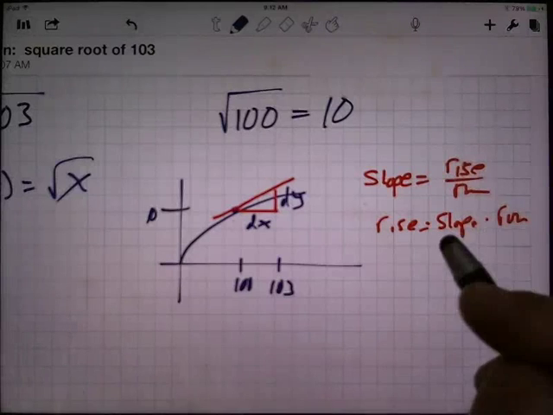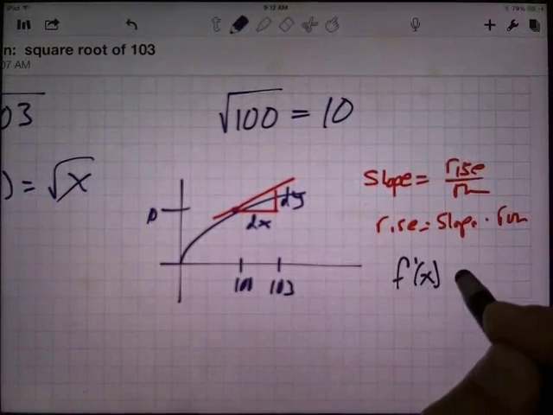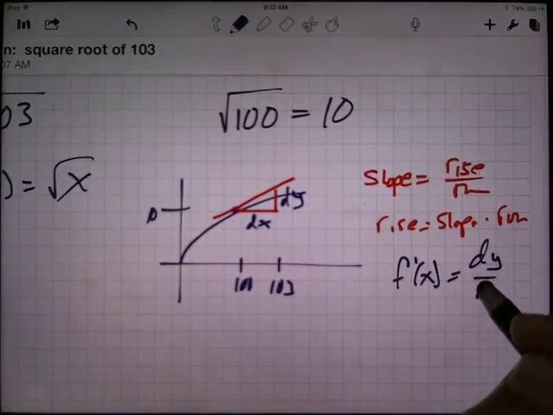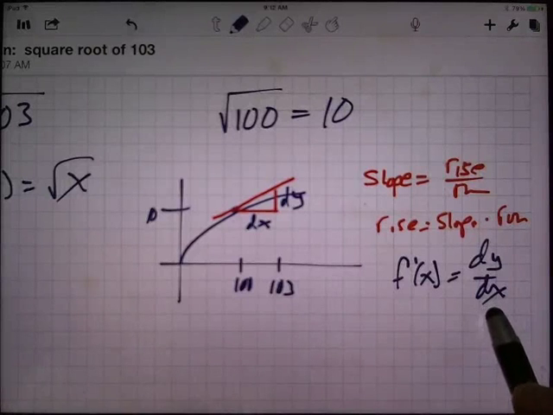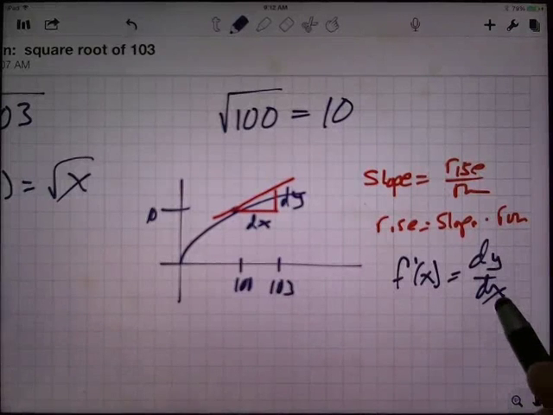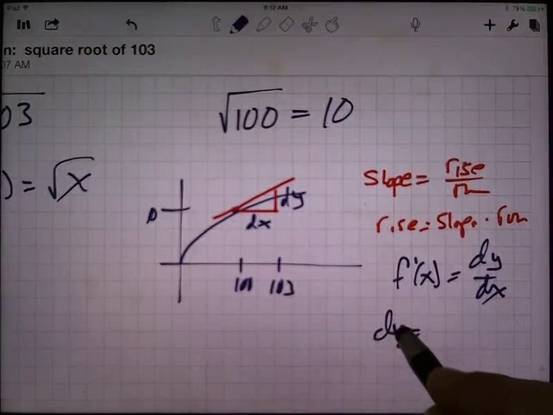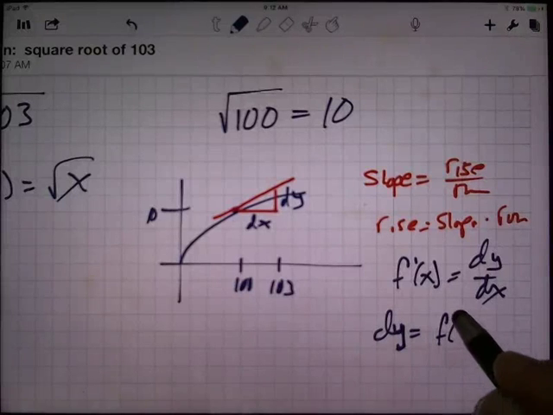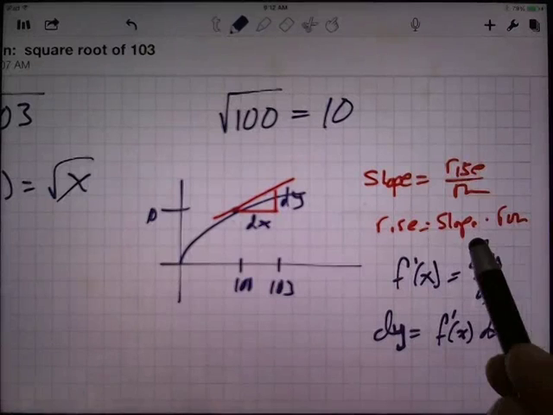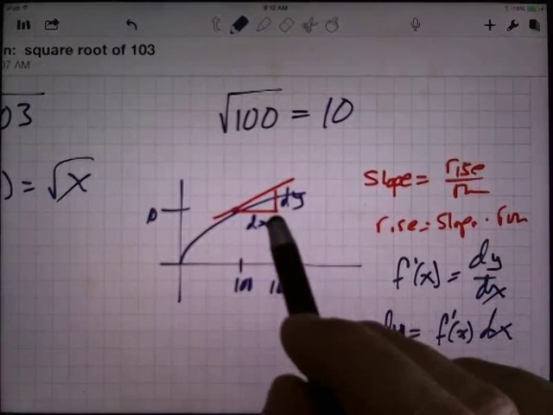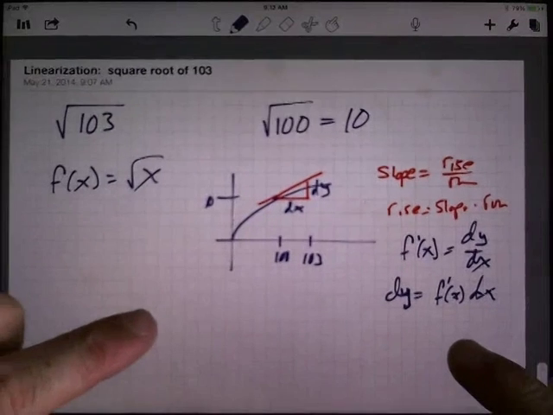But the idea is that the slope of the function here, f prime of x, is the change in y divided by the change in x. It looks like just two ways of notating the derivative, but it really is a fraction of change in y divided by change in x. And so the change in the y value, dy, is the slope times the change in the x value. The rise is the slope of the line times however much change you have in the x direction.